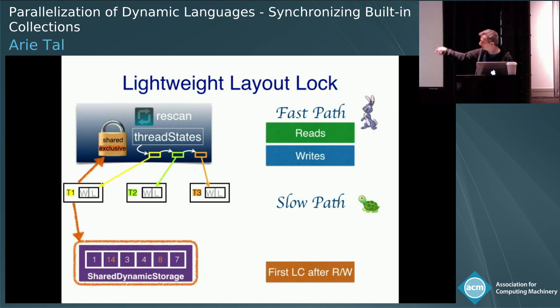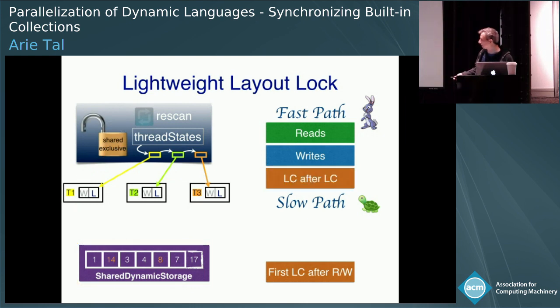What it does essentially is lock the base lock in exclusive mode. Then it will trigger and mark all those L bits and then turn off the rescan flag, meaning I scanned all the thread states, I turned on all the L bits, so I can turn off the rescan flag. After everything is set, we can proceed and do the layout change. All right? Then we can release the base lock and go ahead.